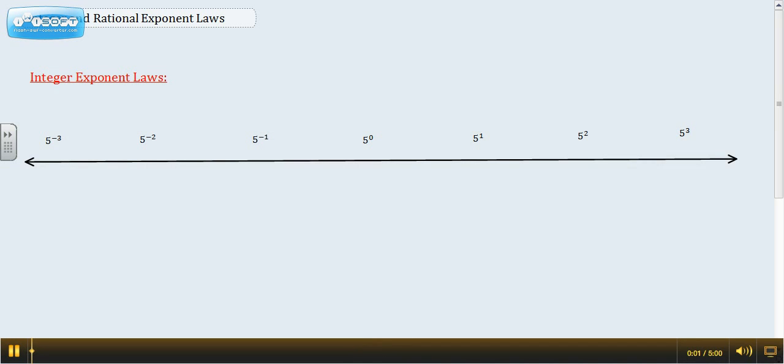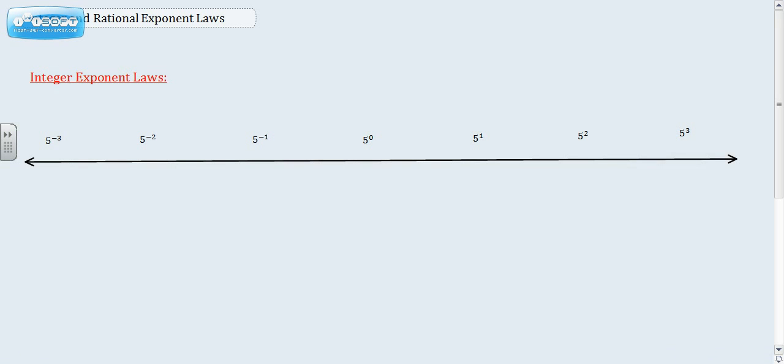Today we're going to talk about integer and rational exponent laws. You've actually seen these before through your in-class activity, but today I want to talk about them using proper terminology and to refresh your memory.